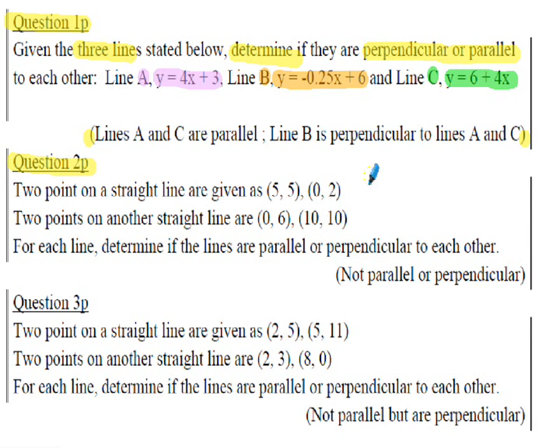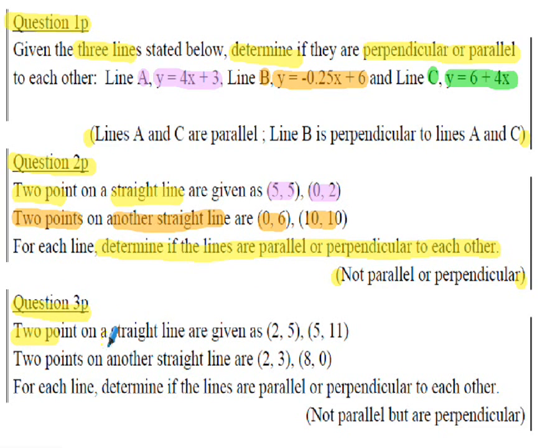Question 2p. We're told that 2 points lie on a straight line. The first point is 5, 5, and the second point is 0, 2. So we can work out the gradient of the first line. And 2 points on the second line, given as 0, 6 and 10, 10. Again, we have to determine if the lines are parallel or perpendicular to each other. Answer shown here.